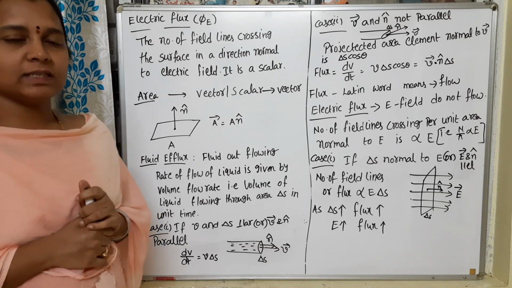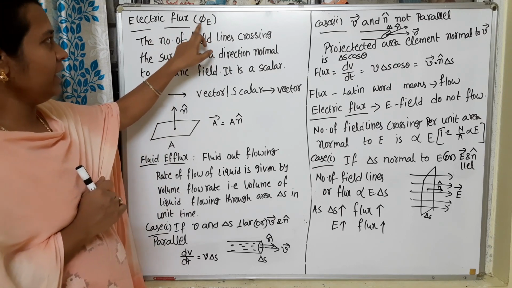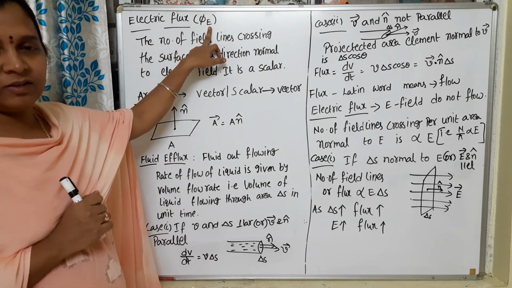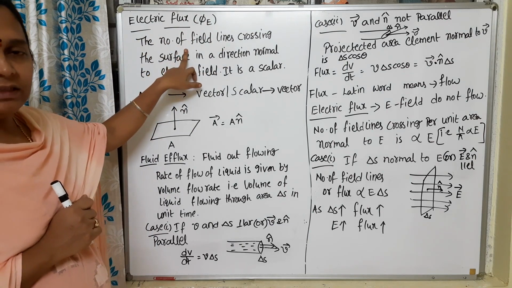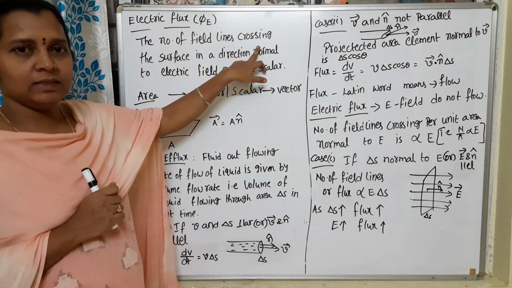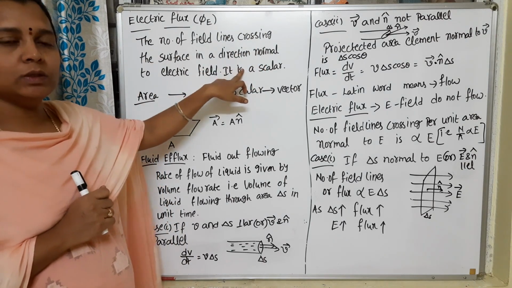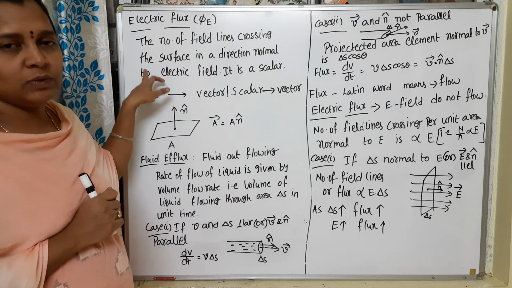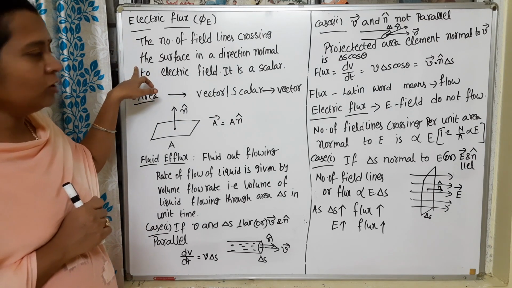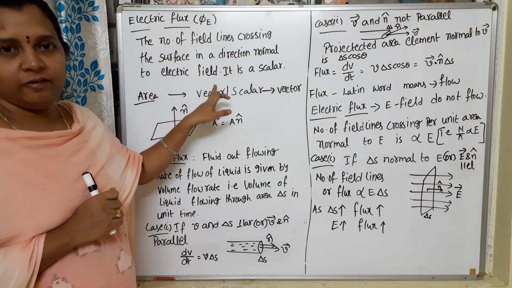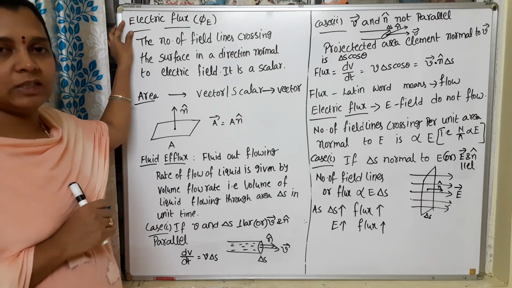Today we are going to discuss electric flux, which is represented with the symbol phi E. It is defined as the number of field lines crossing the surface, and that surface must be normal to the electric field. So it purely represents the lines passing through the surface.